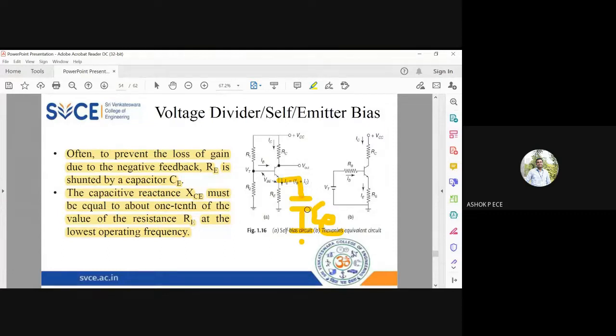And how the capacitance value is designed, they have said the capacitive reactance value should be 1/10 of the value of resistance RE at the lowest operating frequency. You know, you're going to design this common emitter as an amplifier, right? So definitely you will be applying signals of all frequencies and you'll be finding the output, right? For that reason only they are saying you add a capacitance C parallel to RE to overcome this loss.